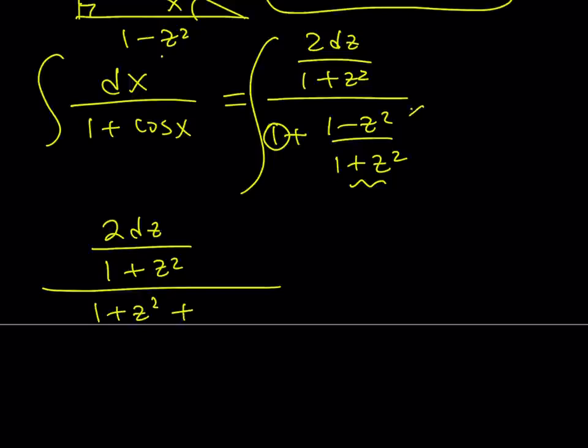Plus, now I have 1 minus z squared here, and that is going to be divided by 1 plus z squared. And I'm going to integrate that. I know this may look very complicated. Why are we doing this? Because at the end, it'll be very simple.